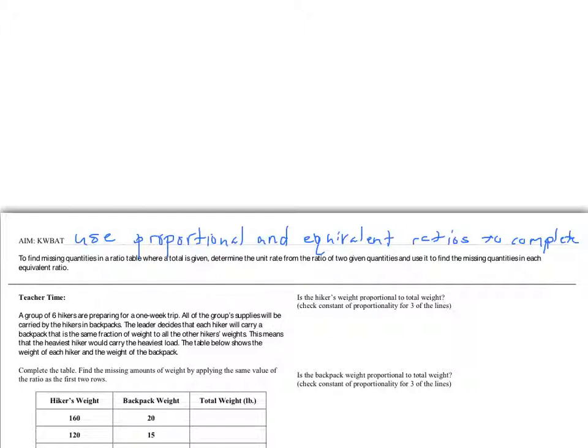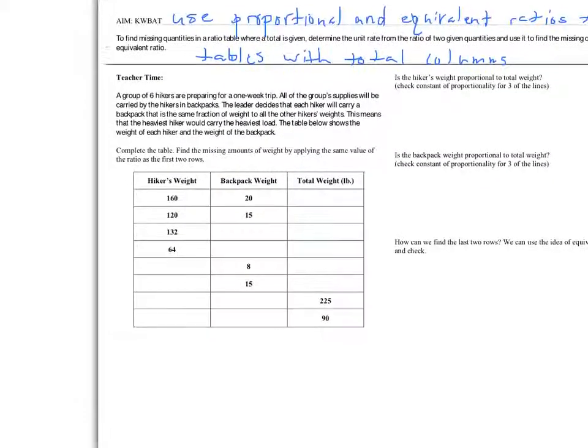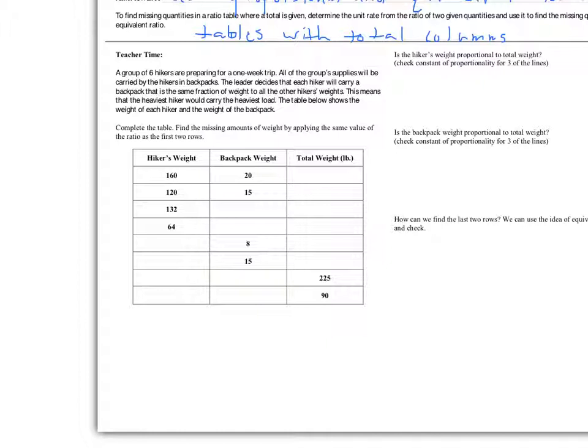tables with total columns. There are really two parts of this lesson today. One is really just using the information that we learned from yesterday's lesson and that we just practiced on the do now. And the other part of it is going to be figuring out, what is this third column all about? And how can I use that third column? And how can I work with that third column to find out more information?